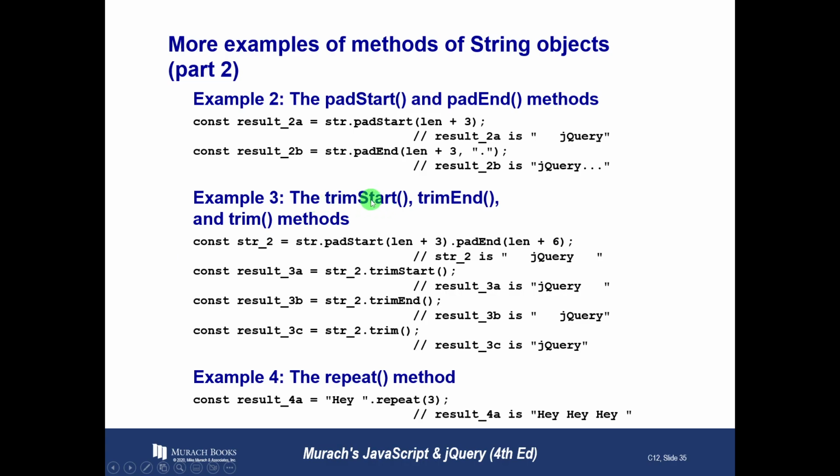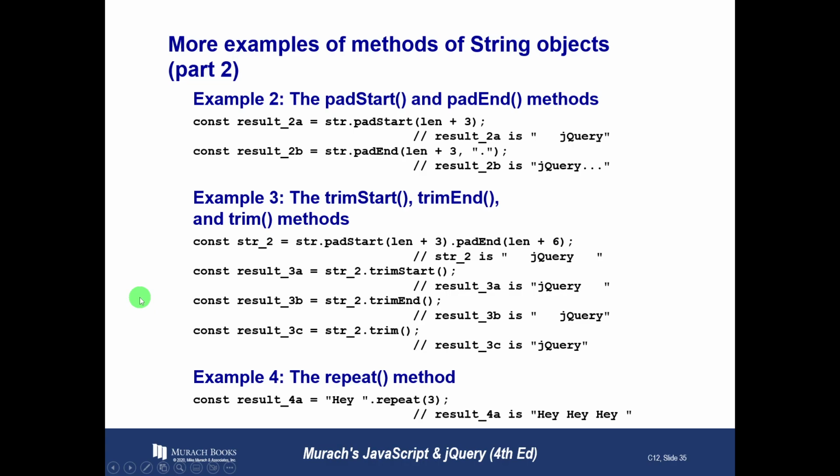Here are our trim examples. String padStart length plus 3. Now notice they combine the 2 that they did up here. Pad the start with the length plus 3, then pad the end with the length plus 6, and we end up getting 3 spaces in front of jQuery and 3 spaces at the end. So string2 has extra spaces in front and back. If we do string2.trimStart, it removes the spaces at the front. If we do string2.trimEnd, it removes the spaces at the end. And if we just do string2.trim, it removes the spaces at the front and the back.